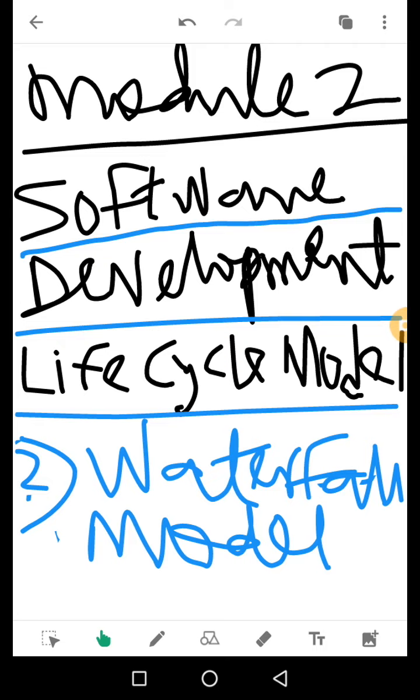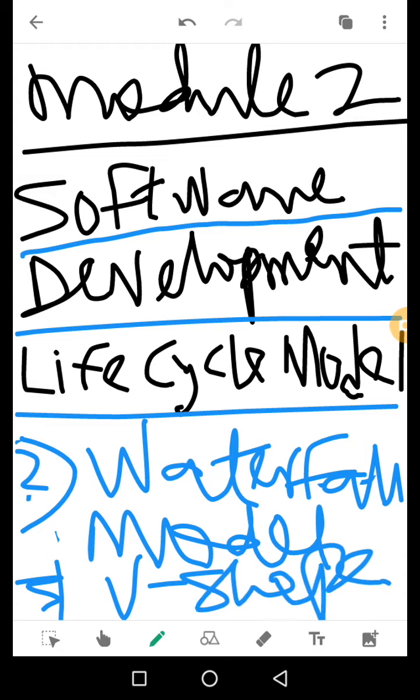Are you getting it now? So in the V-shaped model, each phase must be completed before the next phase begins. So like the waterfall model, for the V-shaped model, each phase must be completed before the next phase can begin. Then testing is emphasized in the V-shaped model. Are you getting it now?